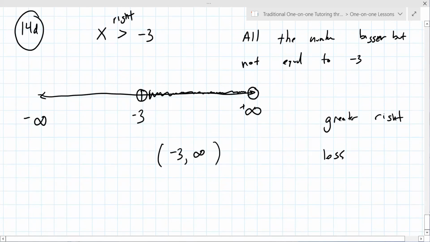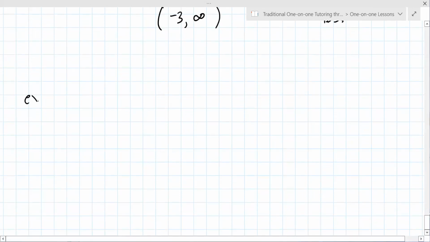We'll do another one, but let me know when you get all this down. Or I got it. Okay, so let's do another example here. Let's say it's x less than or equal to 6.